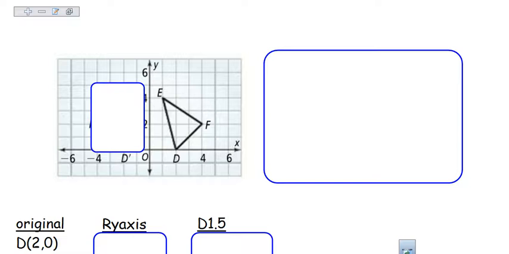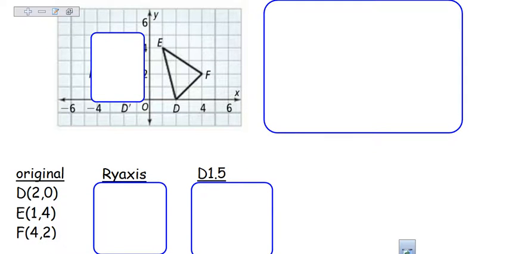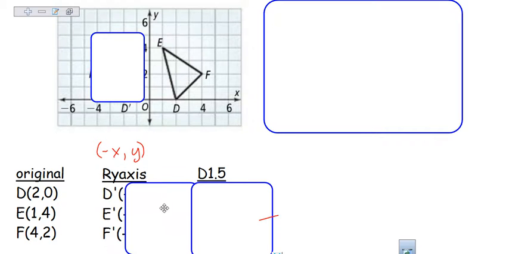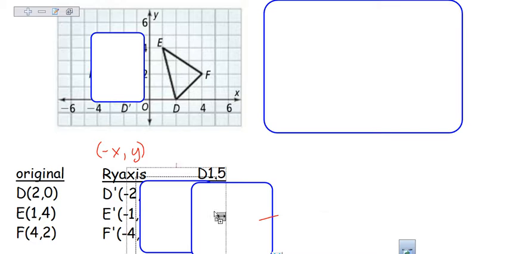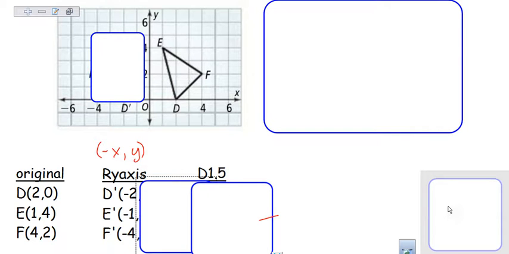If we do our reflection, we remember from our note packet that when we reflect over the y-axis, we negate the x. So that becomes negative x, positive y. I'm just going to negate everything in the x column. My 2 is going to become negative 2, my 1 is going to become negative 1, my 4 is negative 4, and the 0, 4, and 2 will all stay exactly the same. Then I'm going to apply my dilation. Like you learned in lesson 9-6, we're just going to multiply everything by 1.5.